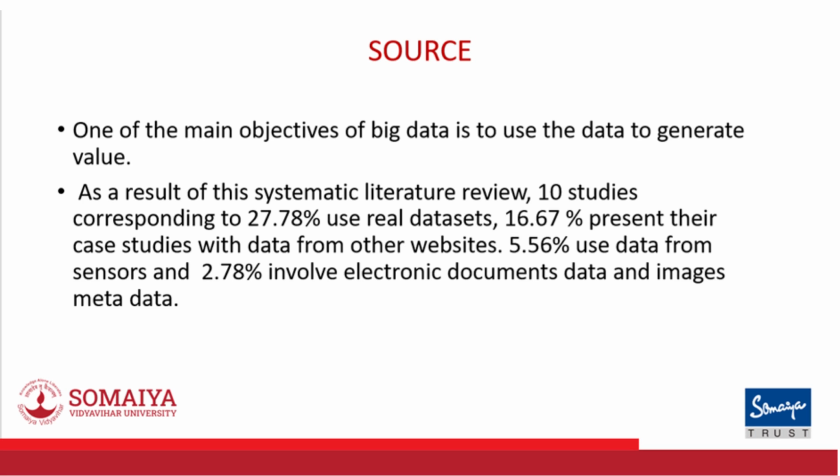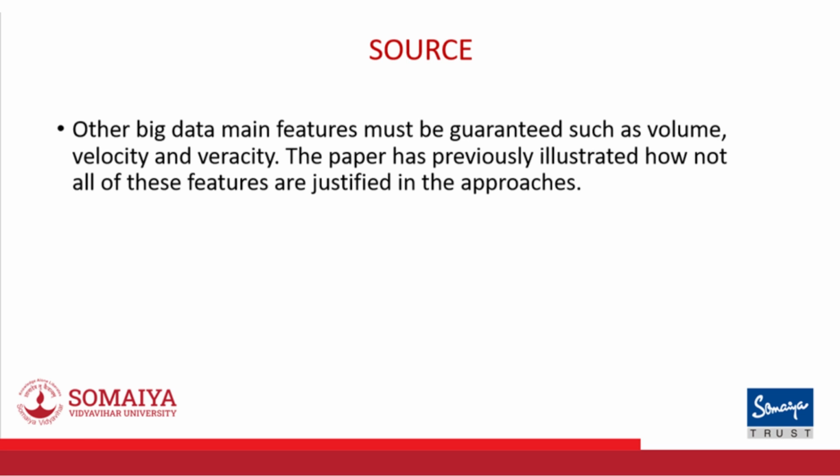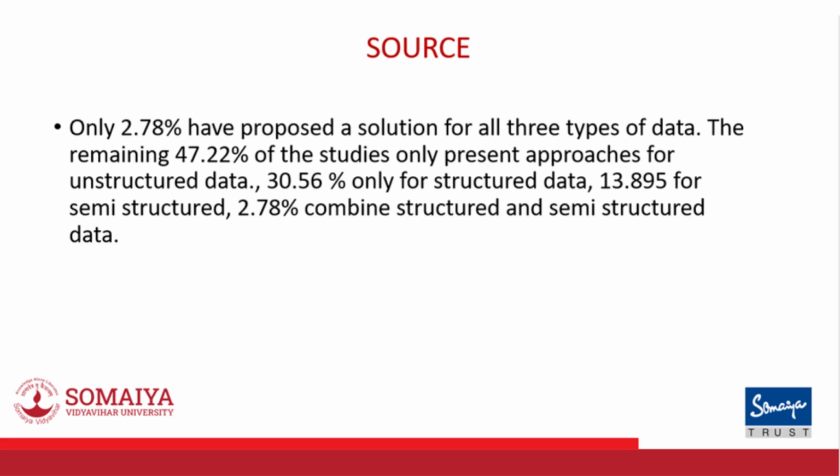Source. One of the main objectives of big data is to use the data to generate value. As a result of this systematic literature review, it was seen that most of these research papers did not use real datasets, which makes it hard to validate their usefulness in real life. Other big data main features must be guaranteed, such as volume, velocity, and veracity. This paper has previously illustrated how not all of these features are justified in these approaches. Only 2.78% of these papers have proposed a solution for all three types of data. This points to a lack of research in the individual areas.